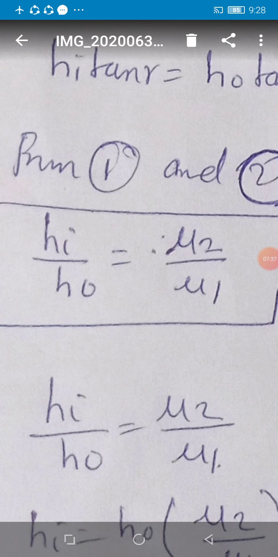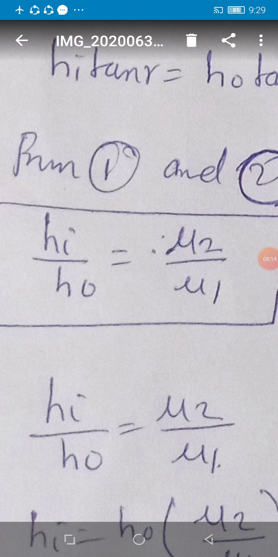HI upon HO. HI means height of the image and HO means height of the object. And what does mu2 mean? Mu2 means that medium where the light is traveling in the second medium. And mu1 is where the light is traveling in the first medium, that you have to consider as mu1. So this is the basic formula you have to remember: height of the image upon height of the object is equal to mu2 upon mu1. And what is mu2? Remember, mu2 means second medium, and mu1 means first medium.